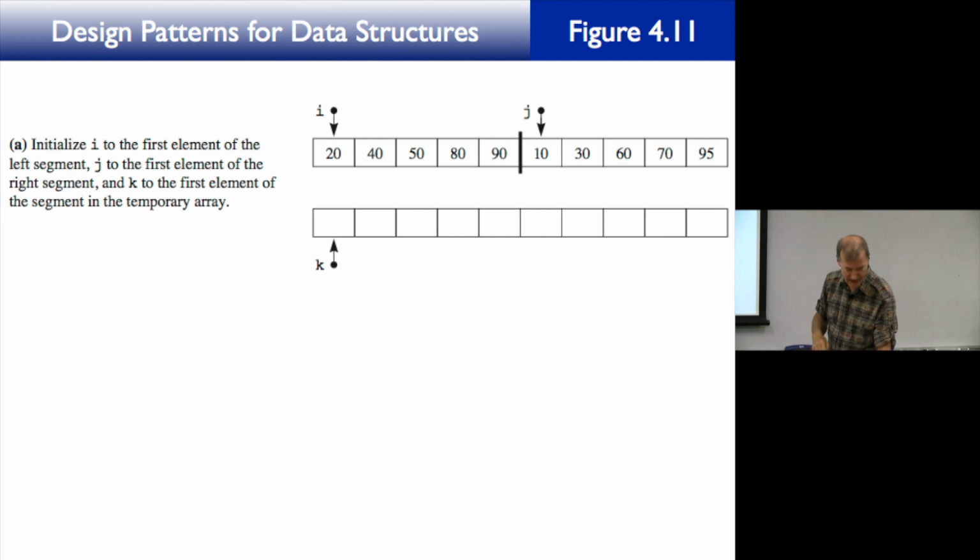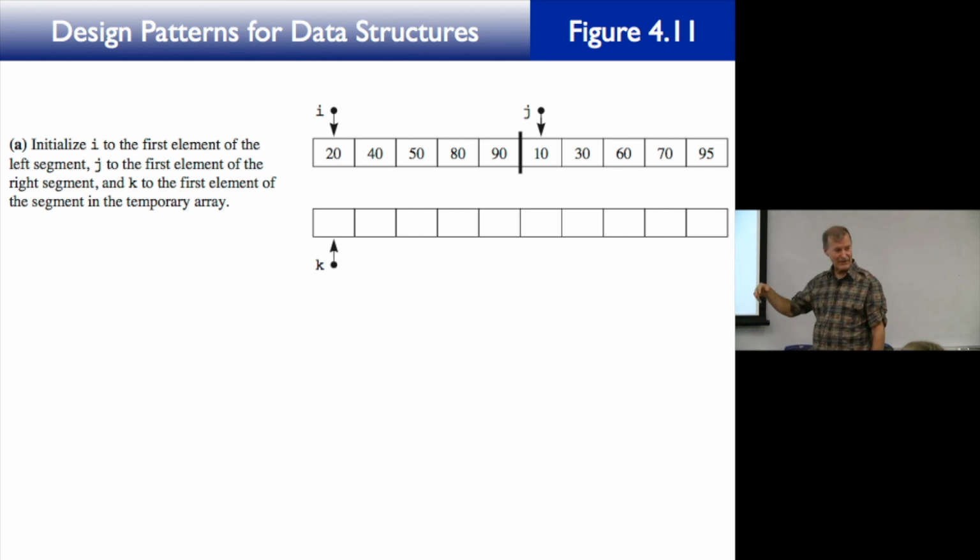And what you should do is, if I is greater than or equal to mid, what do you know? You're at the end of the first one, and you can just automatically bring the second one down. Else, if j is greater than high, you know that you're at the end of the second one, and you can just automatically do what?